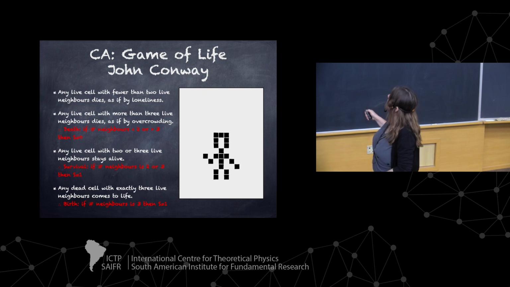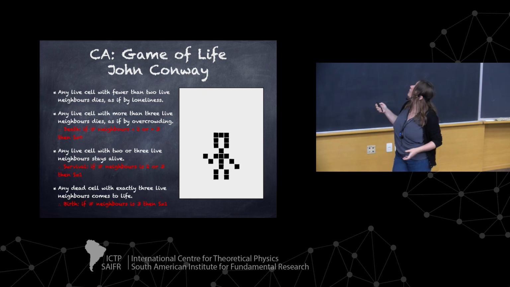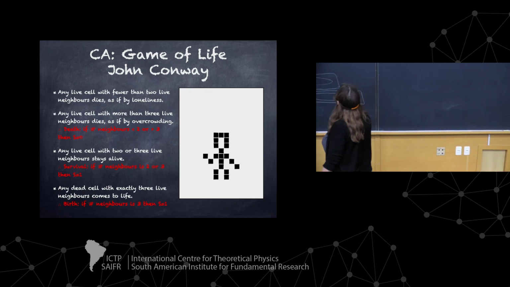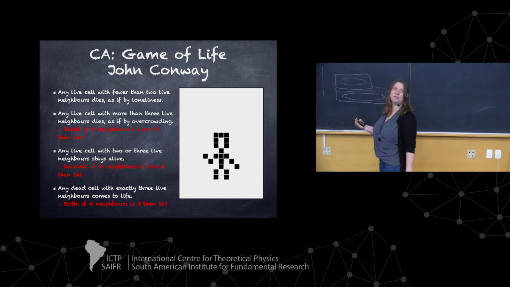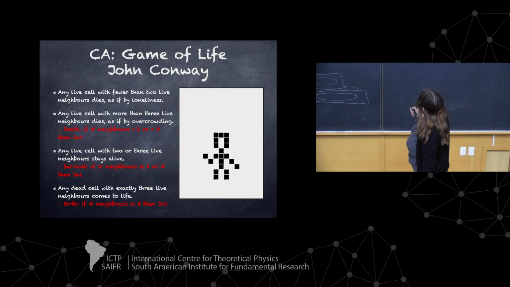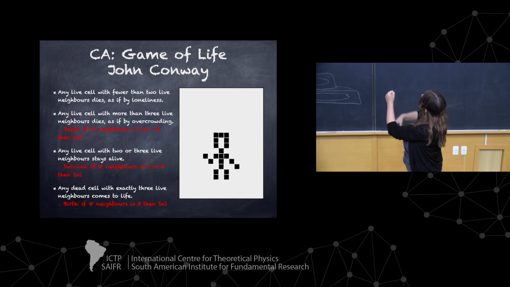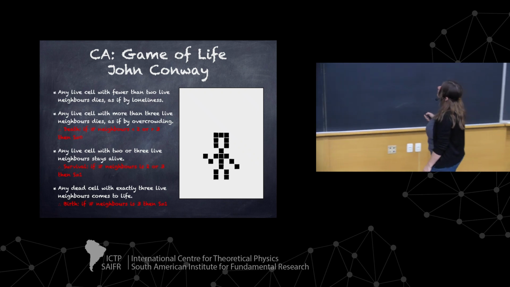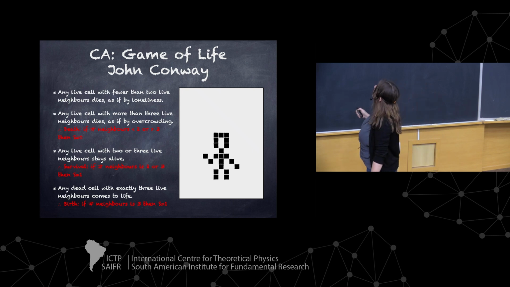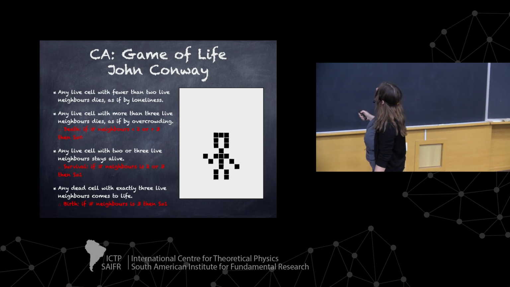So any live cell, so occupied lattice point, with fewer than 2 live neighbors dies, as if by loneliness. He actually wrote that. It's so cute, okay? Any live cell with more than 3 live neighbors, so if you are a live cell and you have 3 live neighbors, including yourself, it will be overcrowded, so you will die. And any live cell with 2 or 3 live neighbors stays alive. Okay, so there we go.